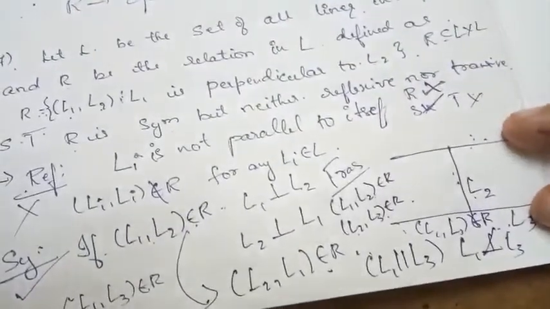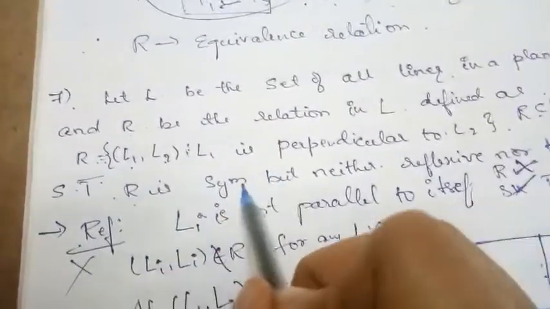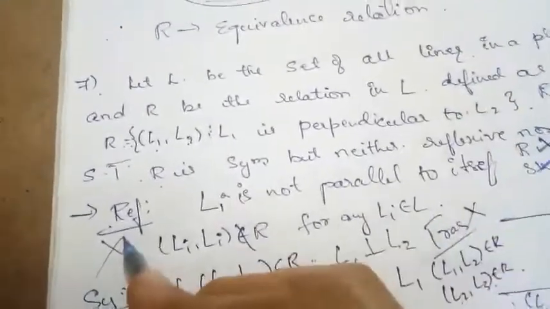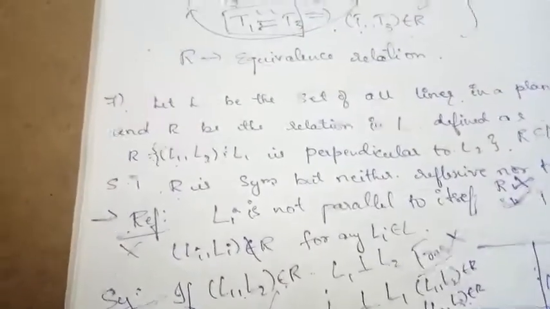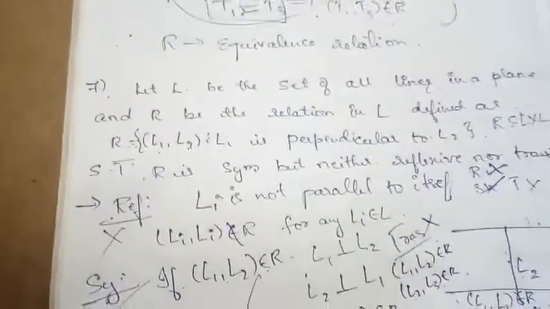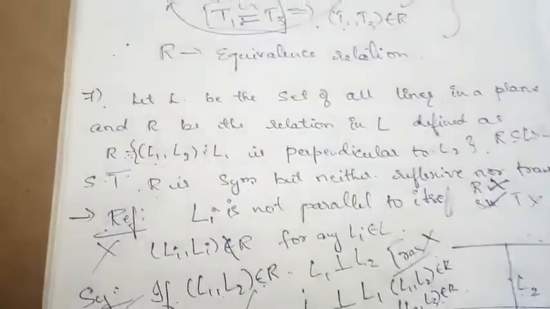So L1, L3 does not belong to R means it is not a transitive relation. So what they said, we need to check R is symmetric. Yes, R is symmetric, which we have shown, but it is neither reflexive nor transitive. So this is how we solve the questions verbally. This is one of the examples of how to solve the questions verbally.